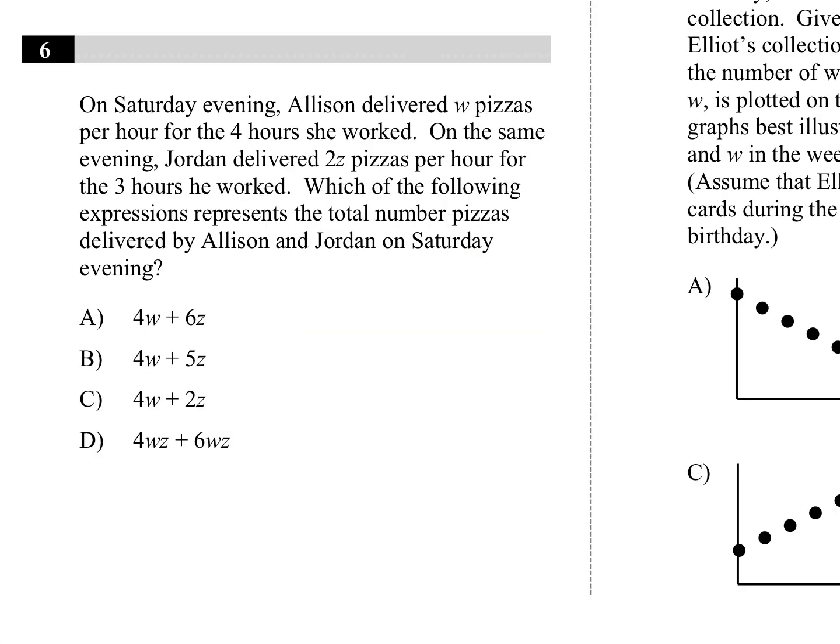For number 6, Allison delivered W pizzas per hour. So that means we need to say, remember, per is one of our multiplication words. So W times the number of hours, and it tells you that she worked 4 hours. So I am going to replace that H with a 4, and W times 4 means the exact same thing as 4W.